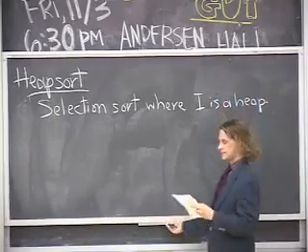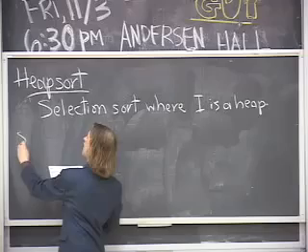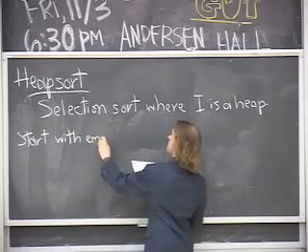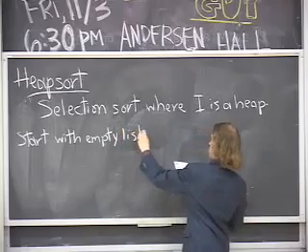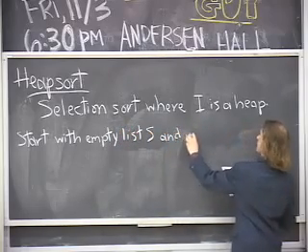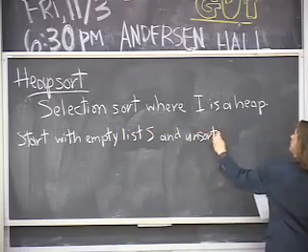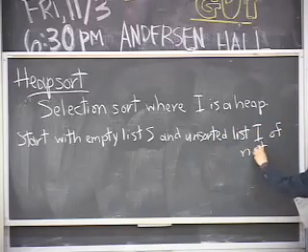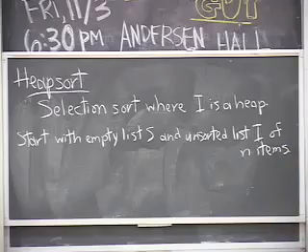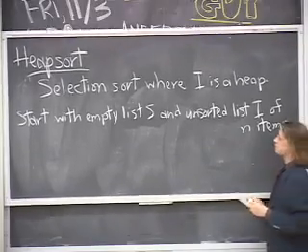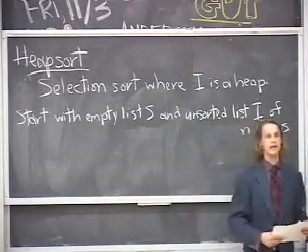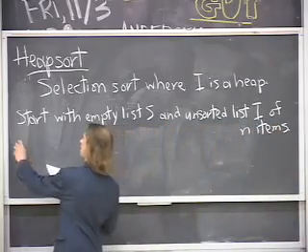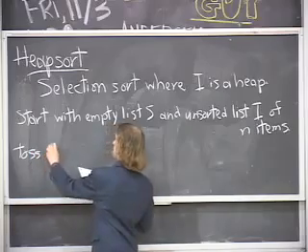So here's the details. Once again, we start with an empty list S and an unsorted list I of n items. And first thing we're going to do is we want to make a heap. The fast way to do that is this. We toss all the items onto a heap, initially ignoring the order.